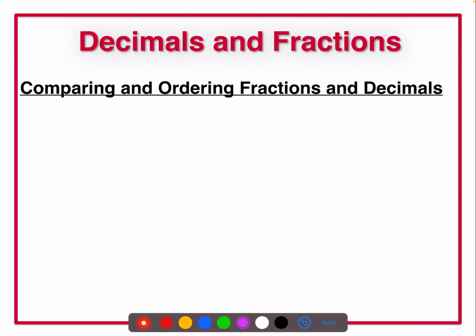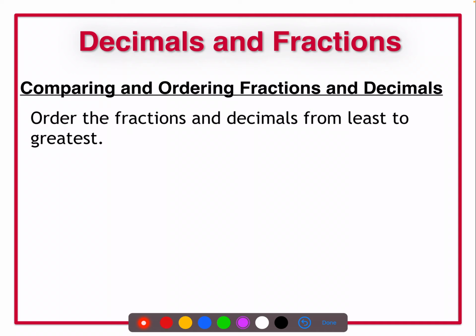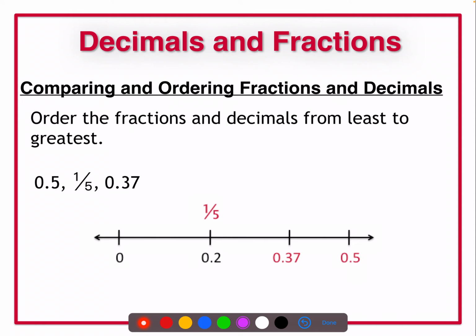Comparing and ordering fractions and decimals. Order the fractions and decimals from least to greatest. So when we compare, we need to compare with the same form. So if they give you decimals, you're going to convert the fraction into a decimal. So it'll be 0.5, 1/5 equals 0.2, and 0.37. So if you graph them on a number line, you're going to see that the 0.2 comes before the 0.37 and the 0.5.